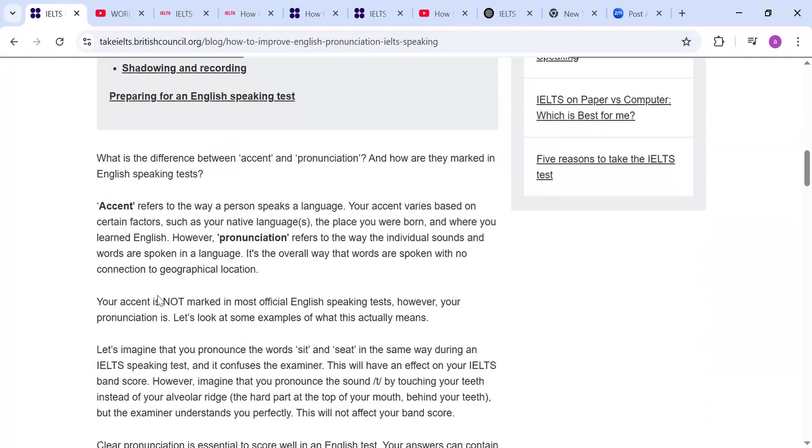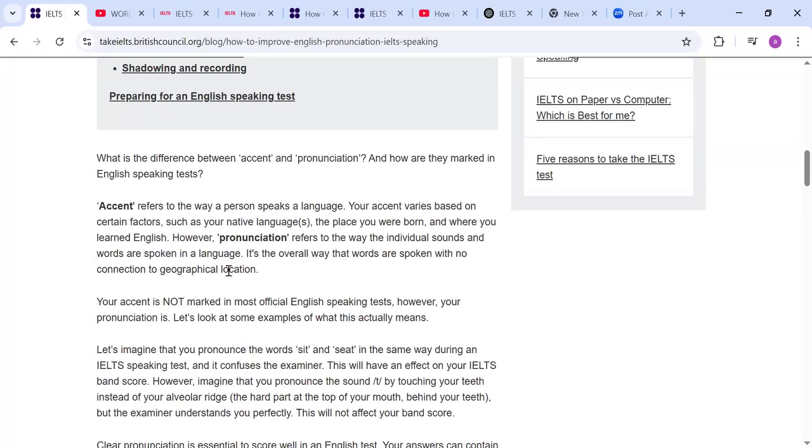So the first question is, what is the difference between accent and pronunciation, and how are they marked in English speaking tests? Many have the question, is my accent going to give me a lower score? So let me discuss this first before moving to other strategies and ways. Accent refers to the way a person speaks a language. Your accent varies based on certain factors such as native language, the place you were born, and where you learned English. However, pronunciation refers to the way the individual sounds and words are spoken in a language. It is the overall way the words are spoken, with no connection to geographical location.